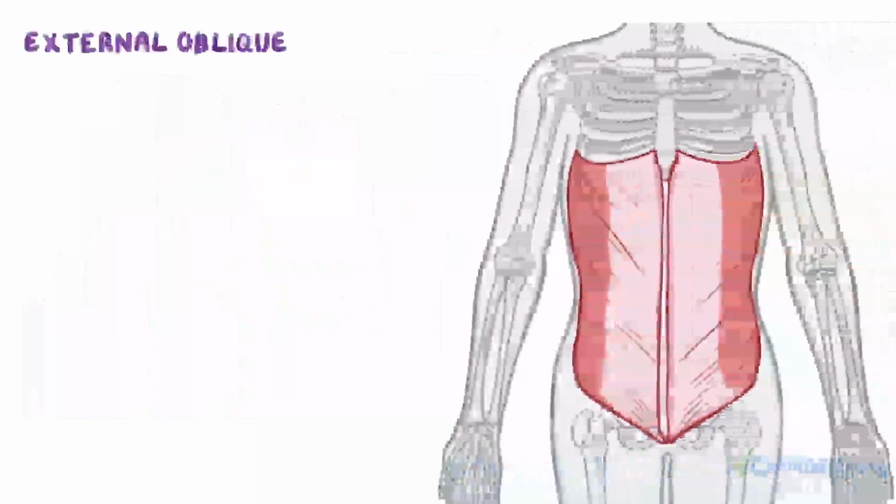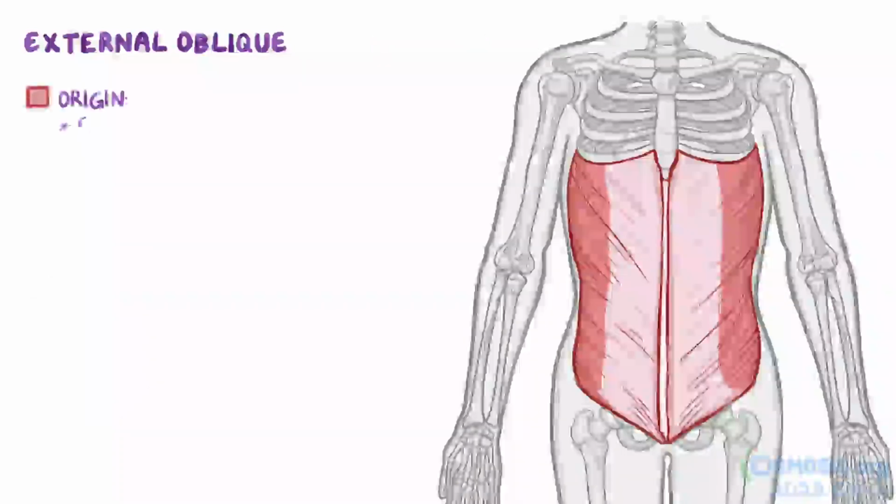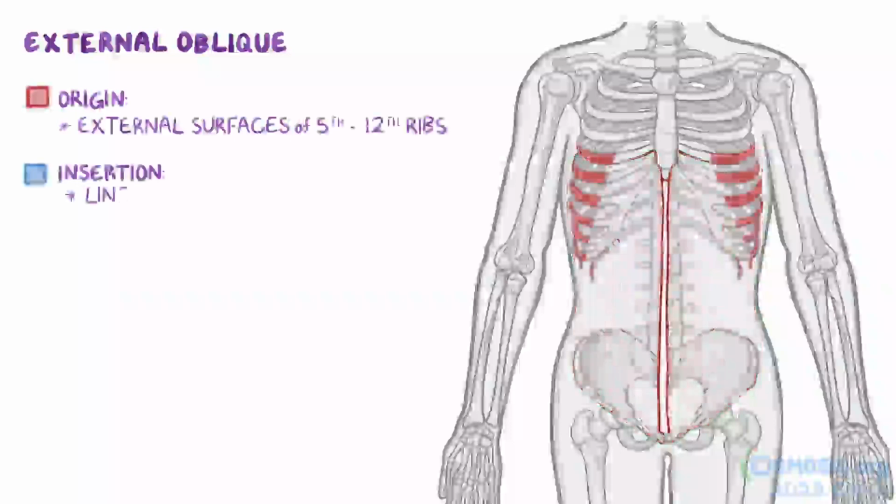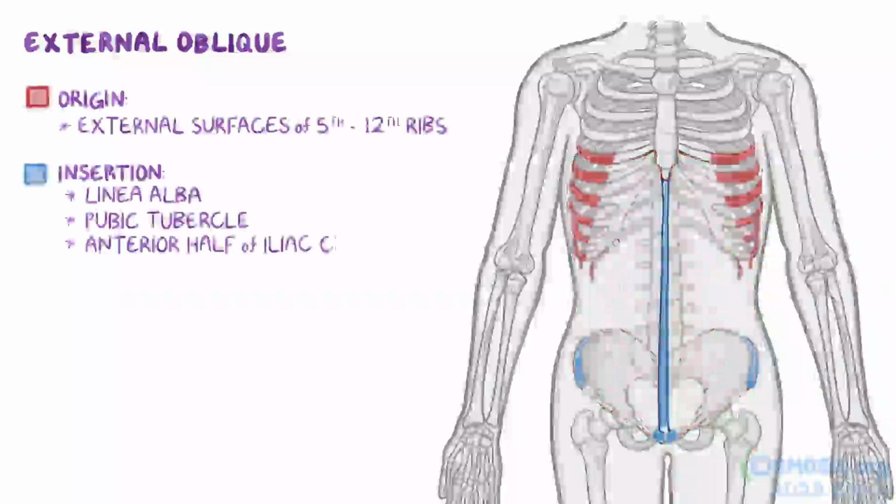The external oblique is the largest and most superficial of the anterolateral abdominal muscles. It originates at the external surfaces of the 5th through 12th ribs and inserts on the linea alba, pubic tubercle, and the anterior half of the iliac crest.